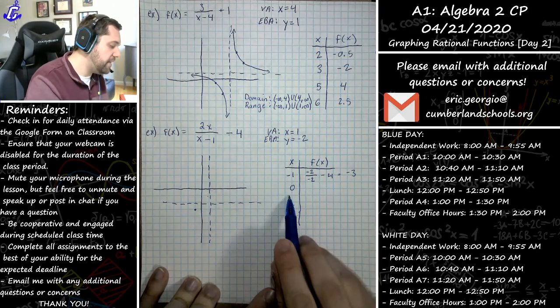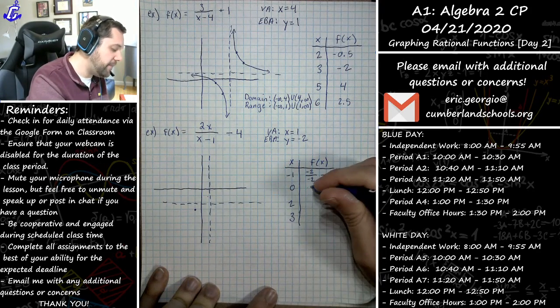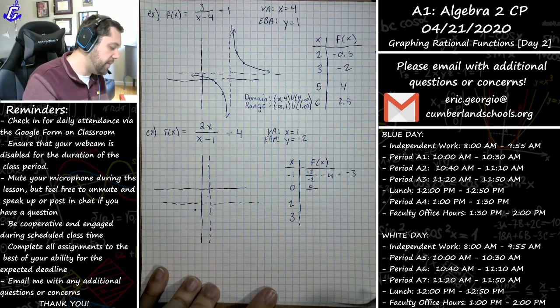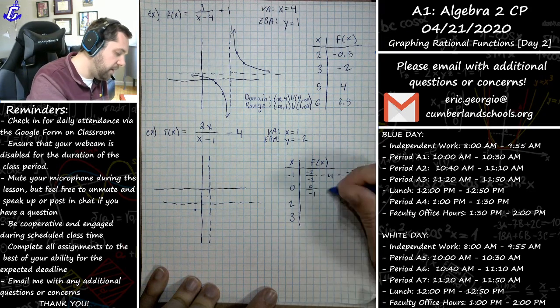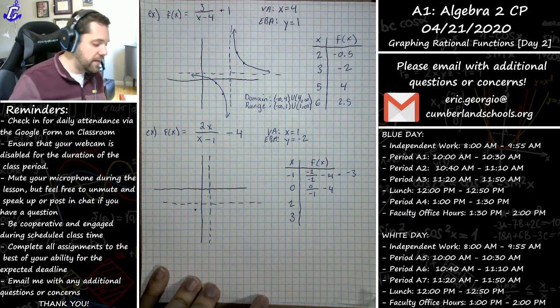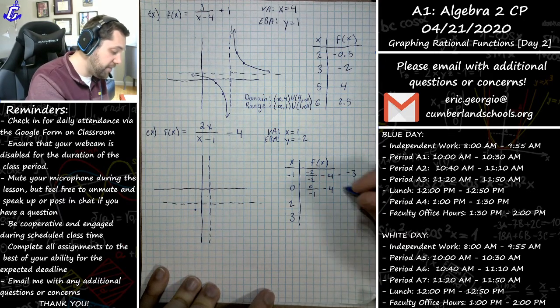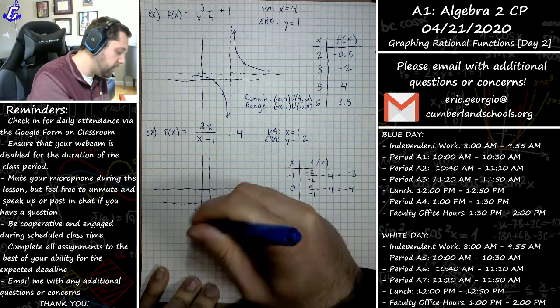Okay. We can go ahead and take 0 and plug that in. On the top, you get 2 times 0 is 0. On the bottom, you get 0 minus 1 is negative 1, and then minus 4. 0 divided by negative 1 is 0. Minus 4 is negative 4. See another point right there.